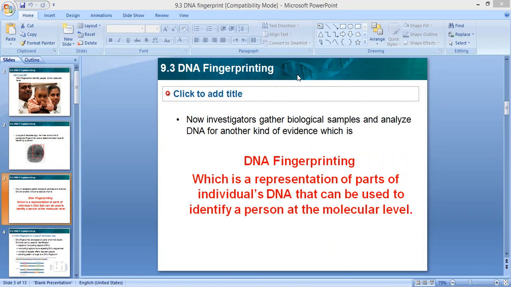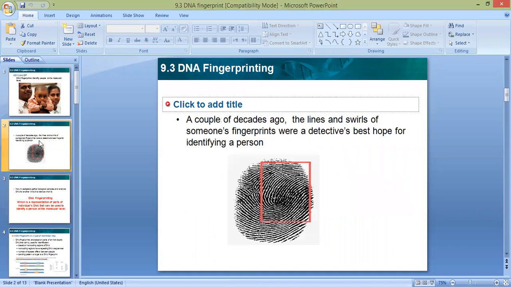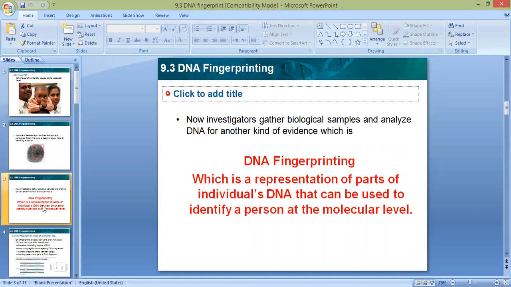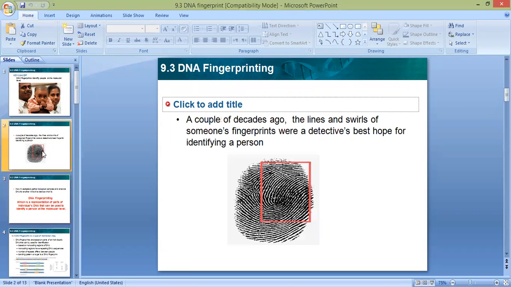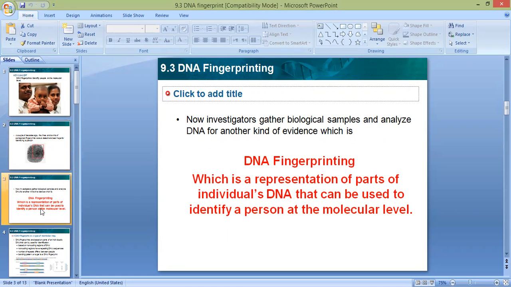Yes, Sadil, tell me what is the difference between fingerprinting and DNA fingerprinting? So DNA fingerprinting is used to identify a person at the molecular level. And what was the other one? Depends on what? Right, at the molecular level, but it depends on using what? The fingerprint. Right?